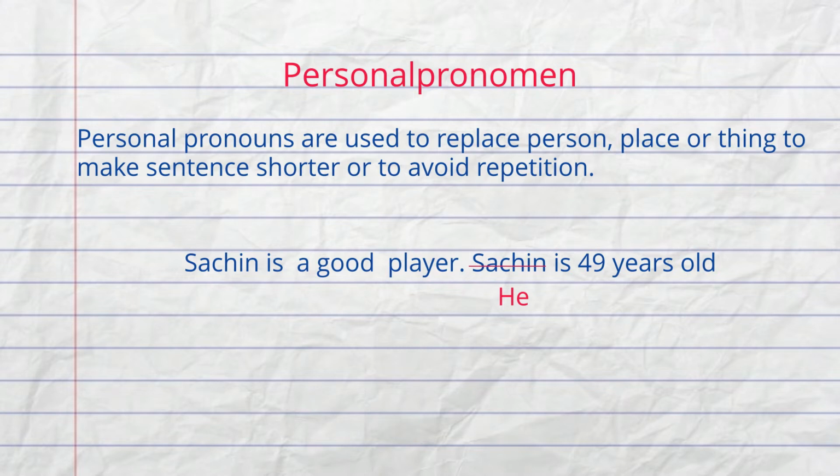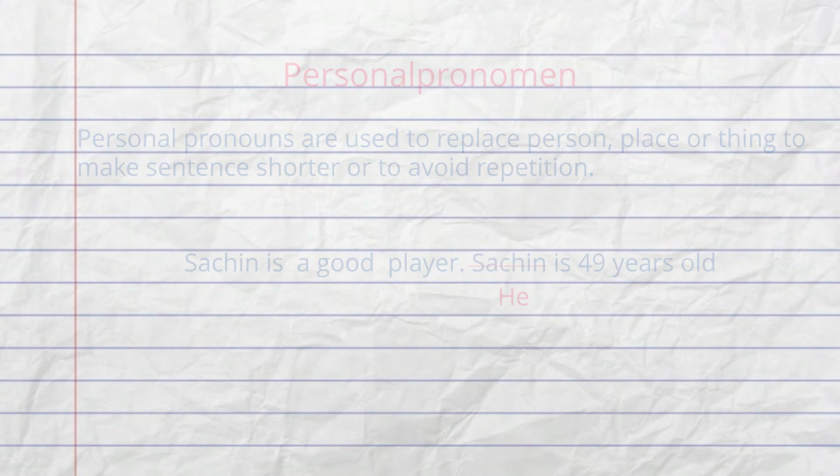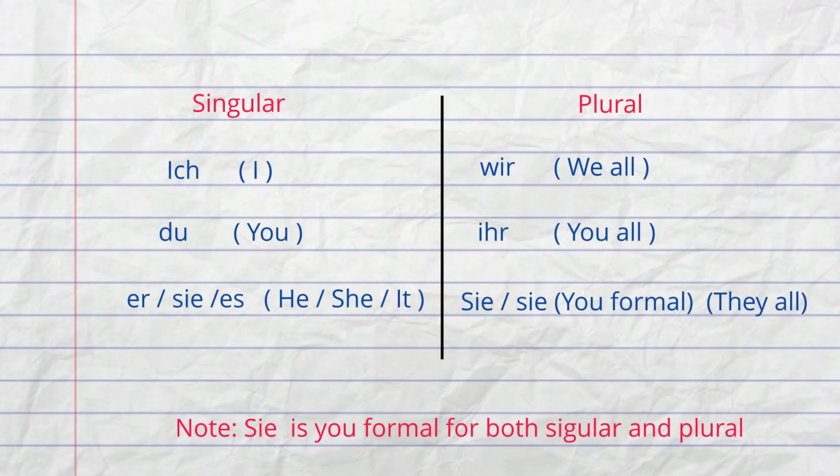Similarly, we do have some personal pronouns in German. They are called as Personalpronomen. First, we will see all personal pronomen. Singular personal pronomen. Ich is I.